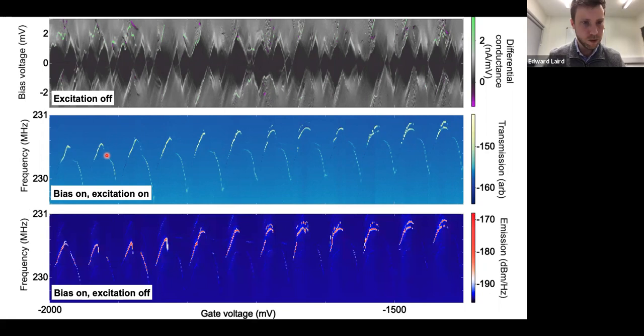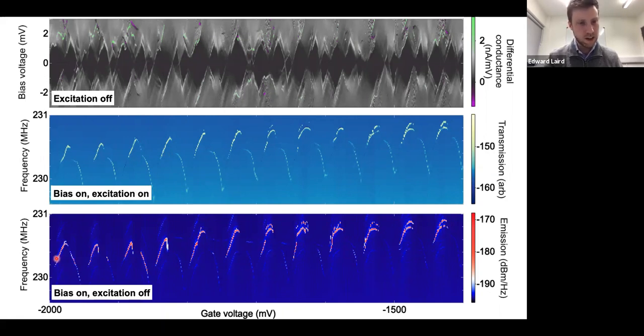And indeed we do. So what we're doing in this third experiment is to turn off the excitation. So the resonator is doing whatever it's doing. We're still flowing a current, and then we're looking at what comes out. And what we see is that once again, we get a peak in the emission power at the particular frequency that corresponds to the resonance frequency that we measured in the panel above.